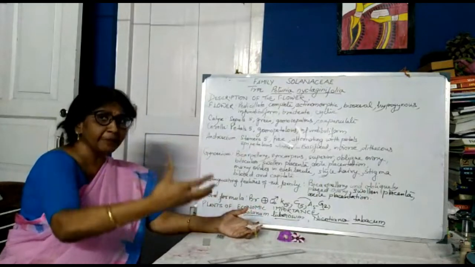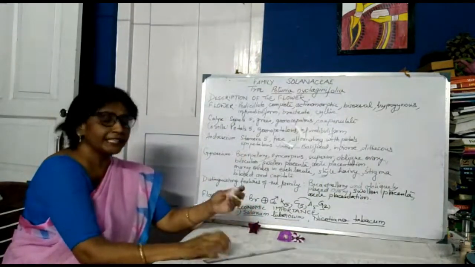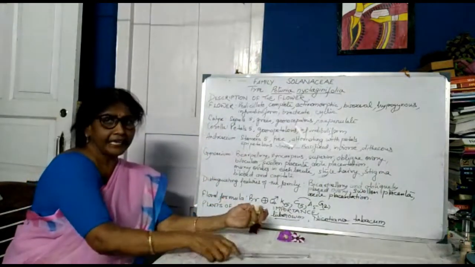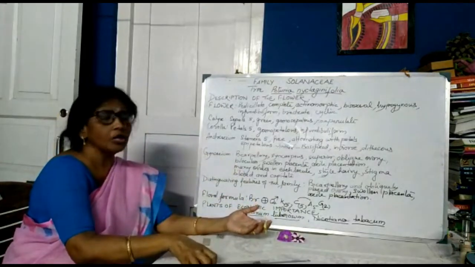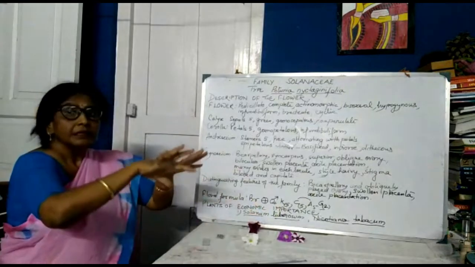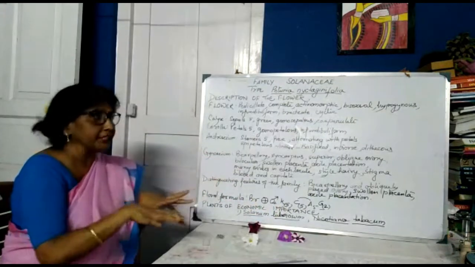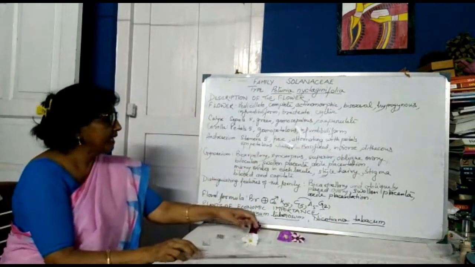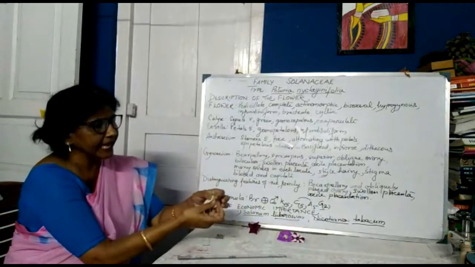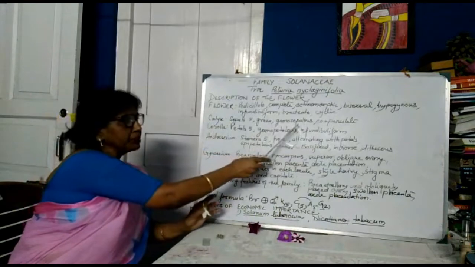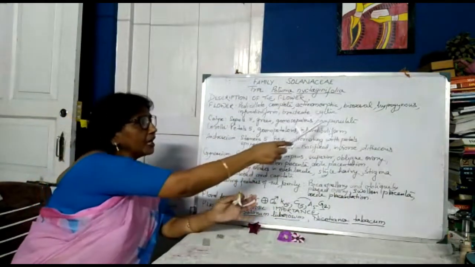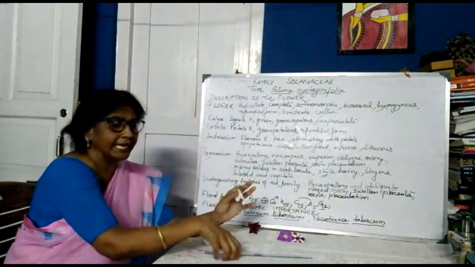Infundibuliform, that is the shape, and bracteate, that is bract present. Cyclic, the arrangement is in a cyclic manner. That is the complete arrangement. Then calyx, this is the calyx, sepals 5, green, gamosepalous, sepals attached, and campanulate. The shape is like that.